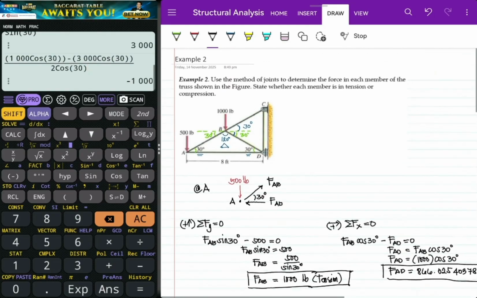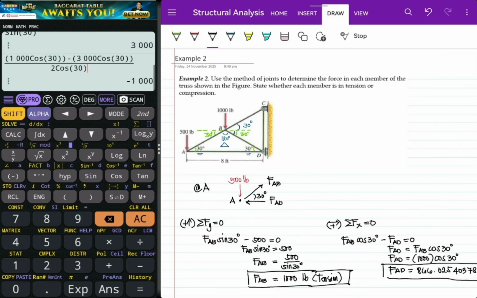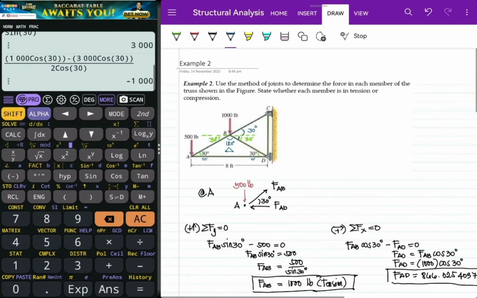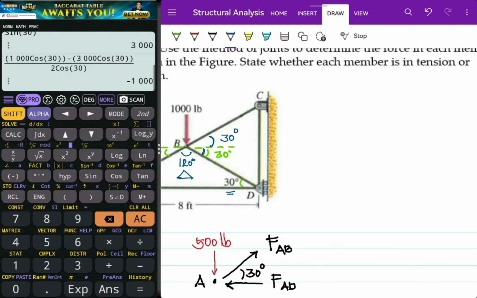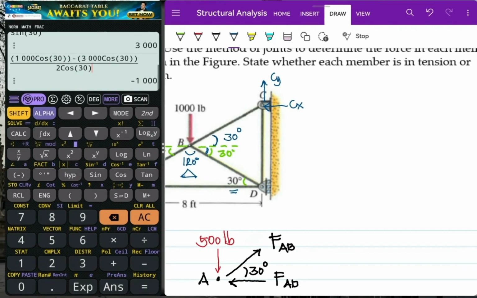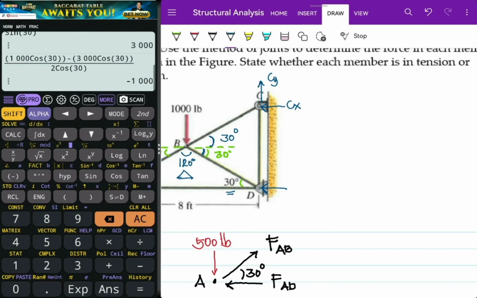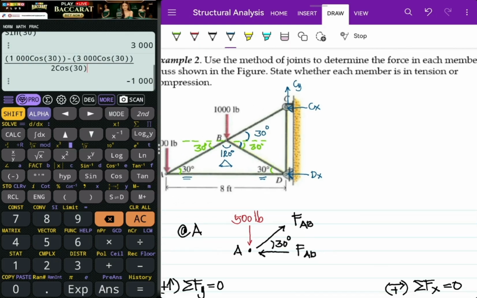That's how we do method of joints, and from here you can continue into solving for the unknowns CD and BD. And also make sure to consider the values of the reactions here. C is hinge, so meaning assuming this is C sub x and going up, assuming C sub y, and of course our D here, assuming this is dx. So you can now solve cy, cx, dx, and also bd.